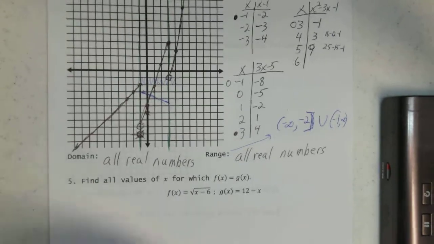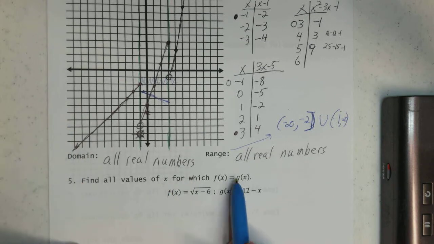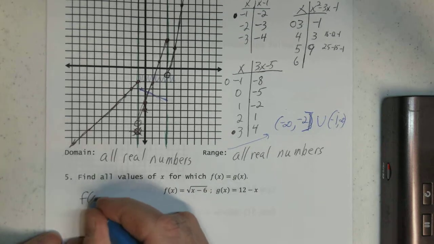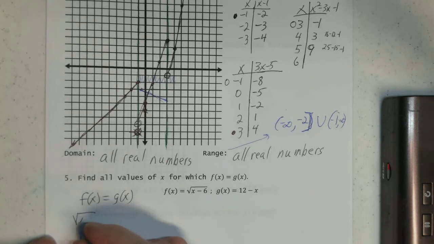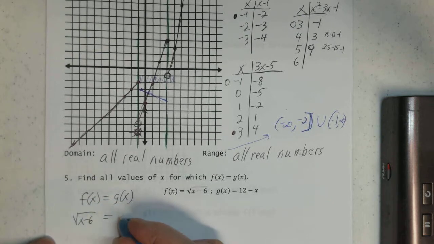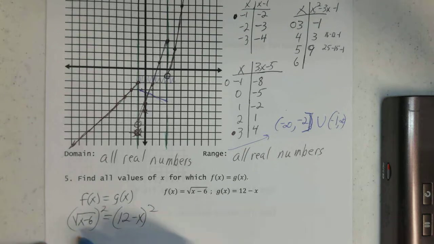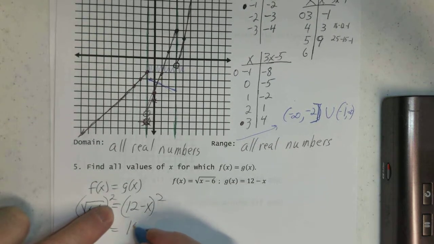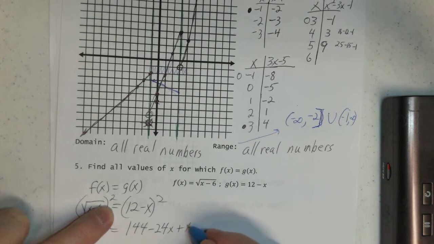Find all the values of x for which f of x equals g of x. f of x equals g of x, which means we got to solve this equation. Square root of x minus 6 equals 12 minus x. All right, let's get that square root out of there. So I've got x minus 6 here. That's 144 minus 24x plus x squared.